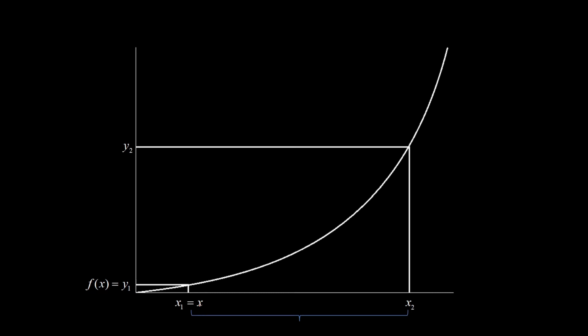Now this distance between x1 and x2, this distance we're going to call h. So if this distance is x, and then this distance is h, then x2 is x plus h. We will again use function notation on this. So instead of y2, we will use function notation to get f of x plus h.